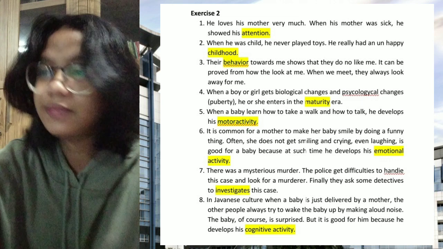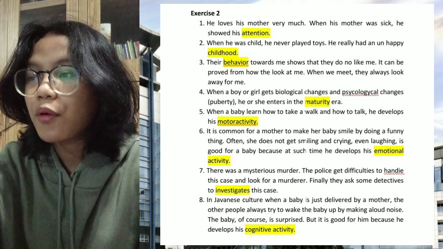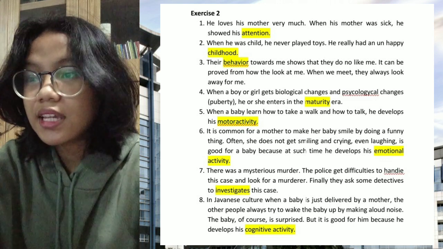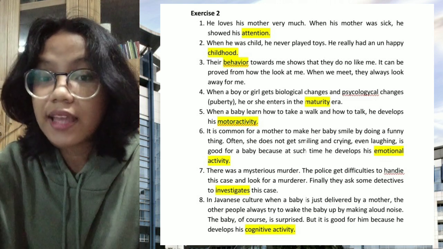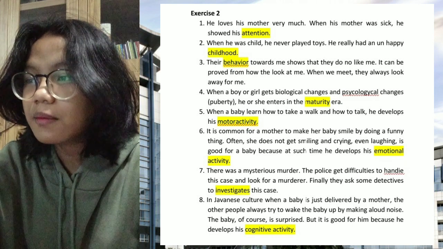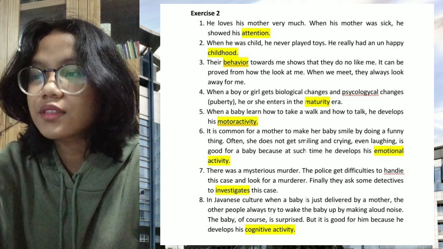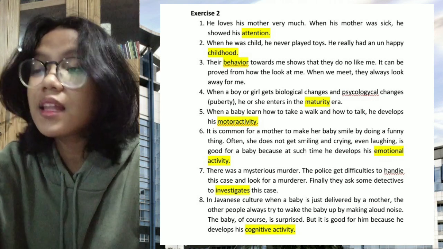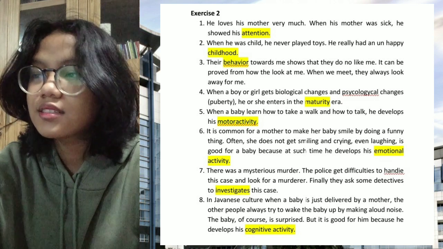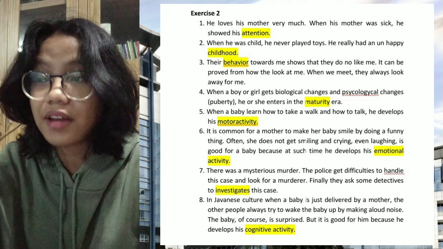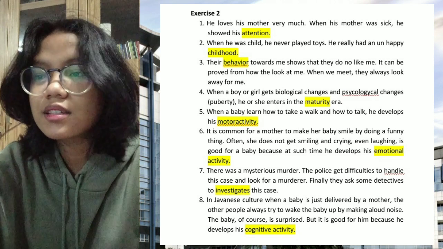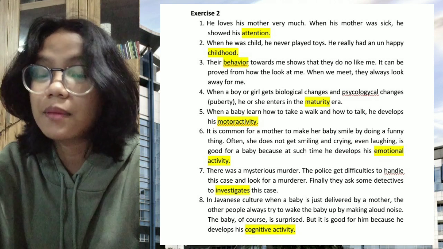maturity era. Number 5, when a baby learns how to walk and how to talk, he develops his motor activity. Number 6, it is common for a mother to make her baby smile by doing a funny thing. Often, she gets smiling and crying. Even laughing is good for a baby because at such time he develops his emotional activity.